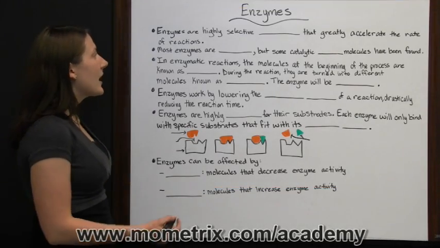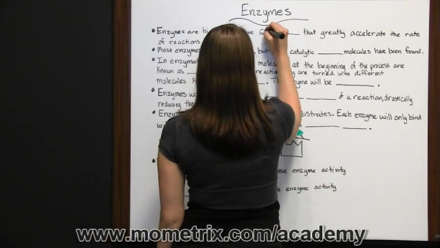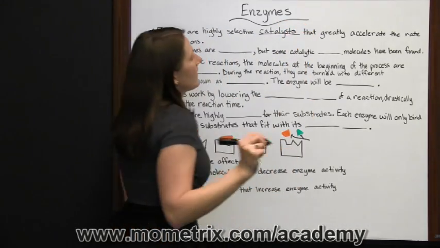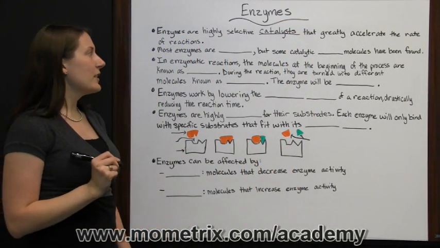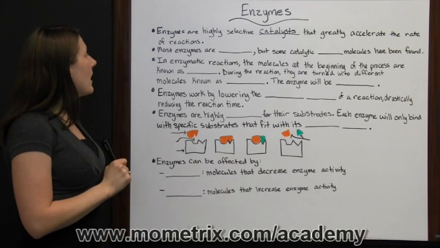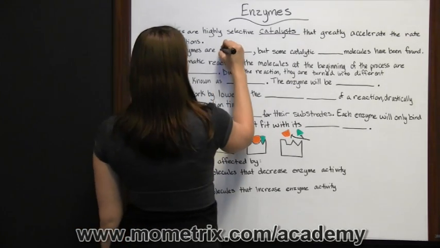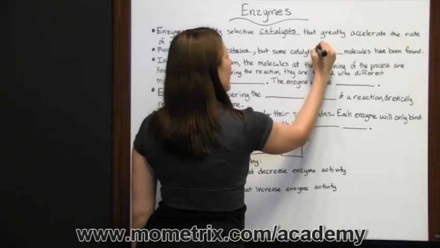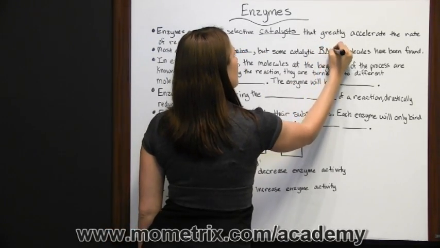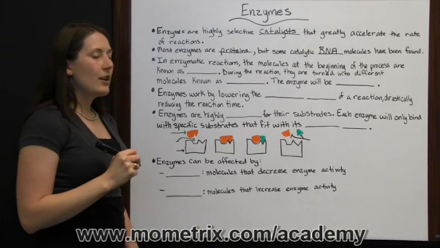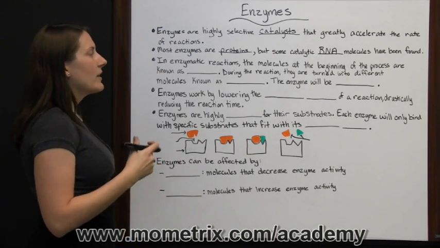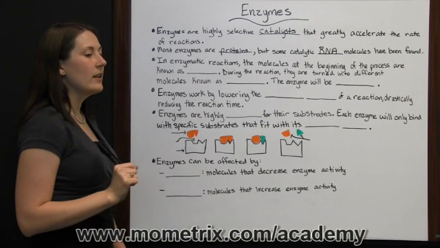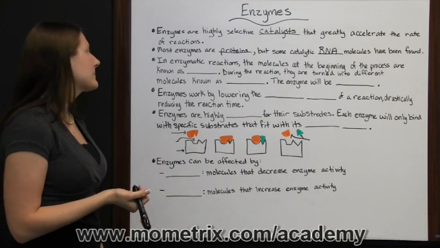Enzymes. Enzymes are highly selective catalysts that greatly accelerate the rate of reactions. So they speed up how quickly a reaction takes place. Most enzymes are proteins, but some catalytic RNA molecules have been discovered. So there are RNA molecules that will catalyze reactions and help speed them up in the same way that these proteins will, and so they both work as enzymes.